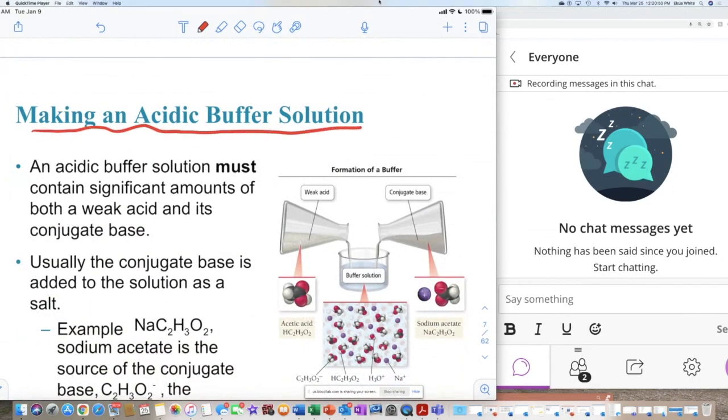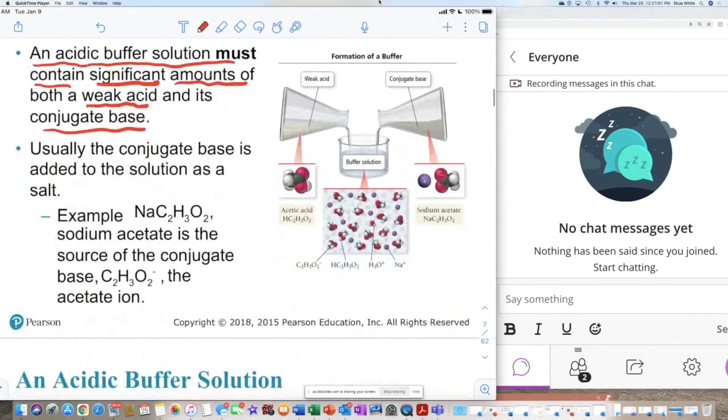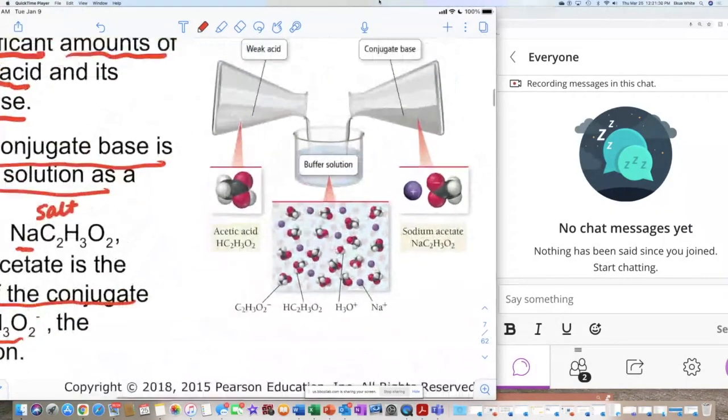Now we're making an acidic buffer. We're told an acidic buffer solution must contain significant, once again, large amounts of both the weak acid and its conjugate base. Usually the conjugate base is added to the solution as a salt. You see how I already told you that, right? I told you all this. When you have the metal in there, this is actually a salt. So sodium acetate is the source of the conjugate base. Hopefully now you're seeing this is a review of what I stated. The sodium ion is just the escort, the father of the bride, so to say, escorting the acetate ion into the solution. Once it gets into the solution, it separates.